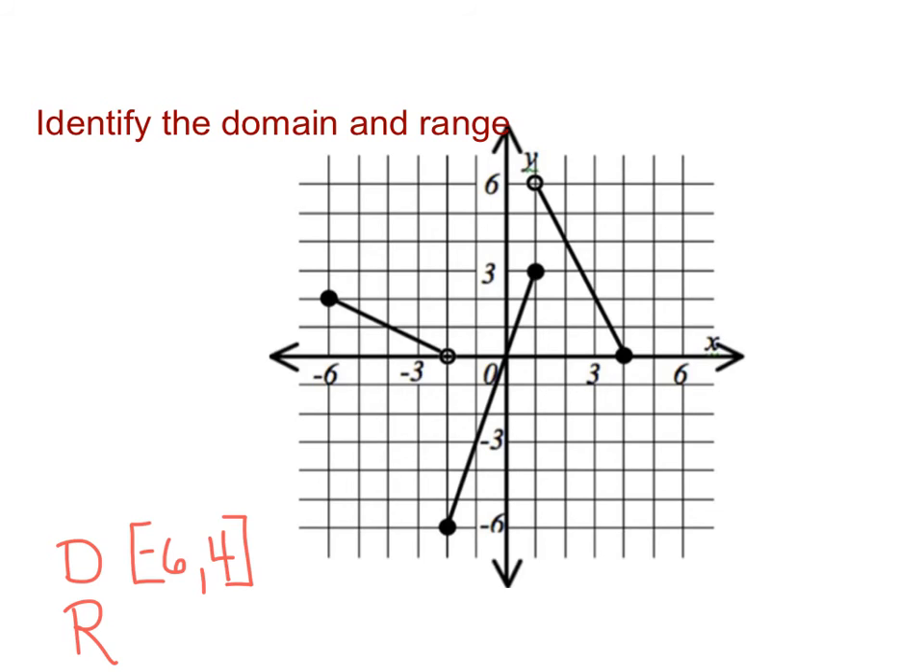As I move for the range, how low? Here's my lowest value. How high does it go? Well, it jumps up here to 3. I've got values, jumps over here, all the way to +6, and this point here is an open circle. So I'm going from -6 inclusive to +6, and that is not included.